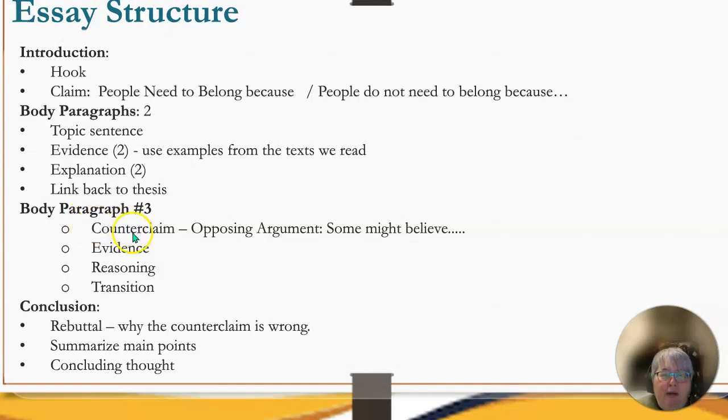The third body paragraph is going to be your counterclaim. It's going to be the opposing argument. So then whatever one you didn't pick here goes here. So some might believe people do not need to belong because, and then you're going to give evidence and reasoning. Then the conclusion of your paper is going to be the rebuttal. Why is the counterclaim wrong? Summarize your main points from the body paragraphs here, and then give a concluding thought.